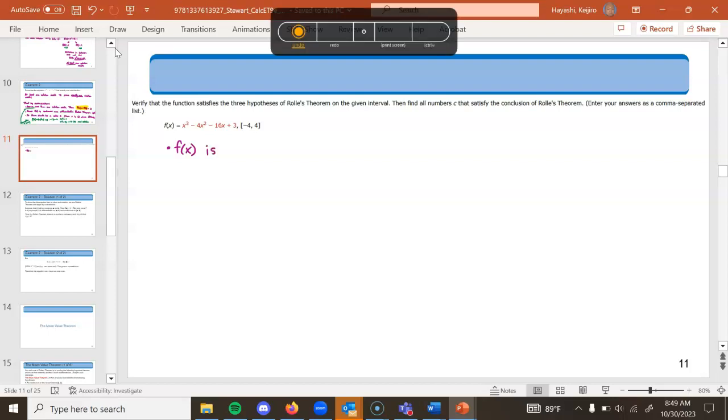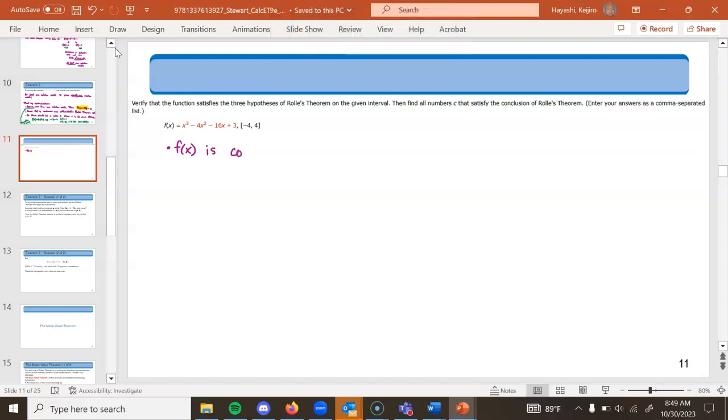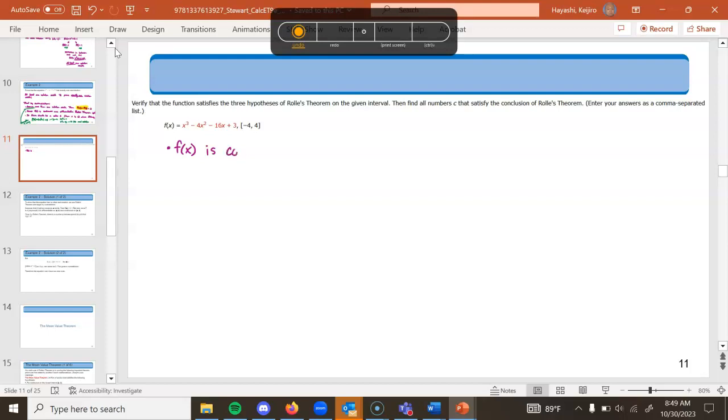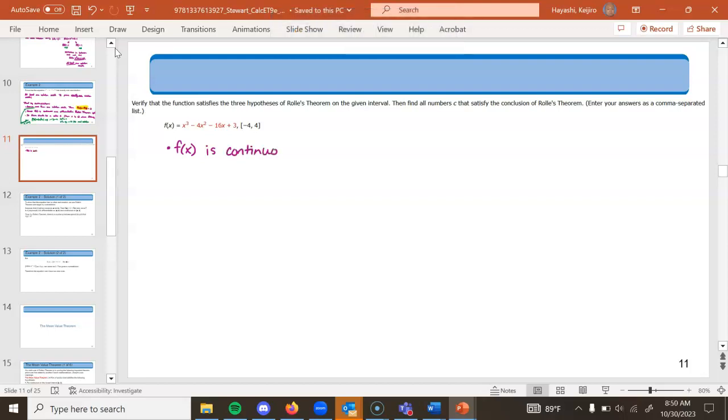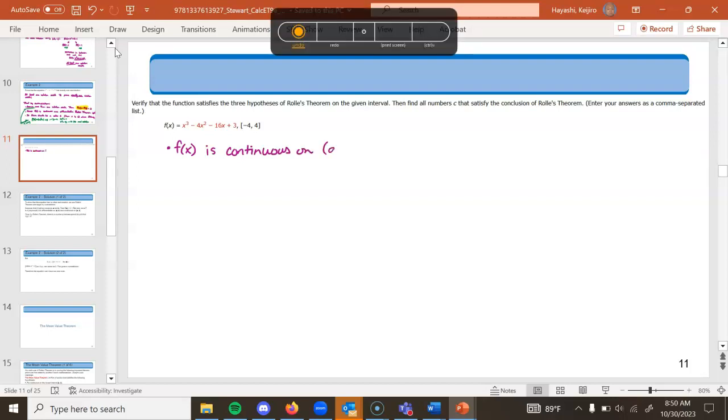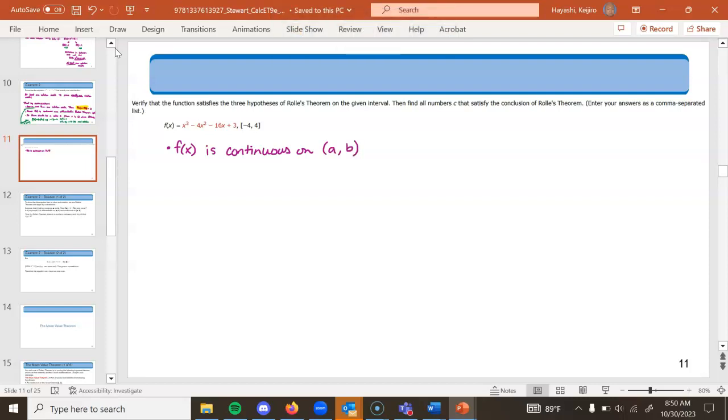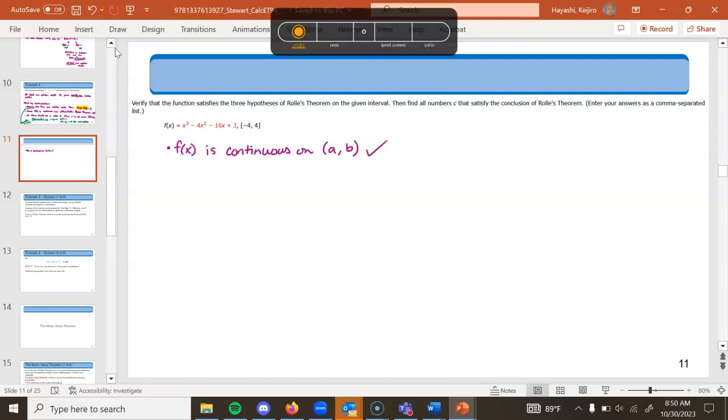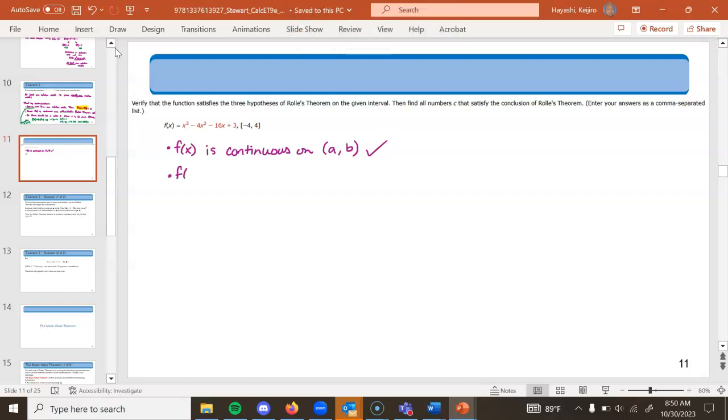So just do a real quick check that f of x is continuous. Now, since it's polynomial, it is. And likewise, because it's polynomial, it is also differentiable everywhere, even though technically we just need it to be differentiable on A and B.